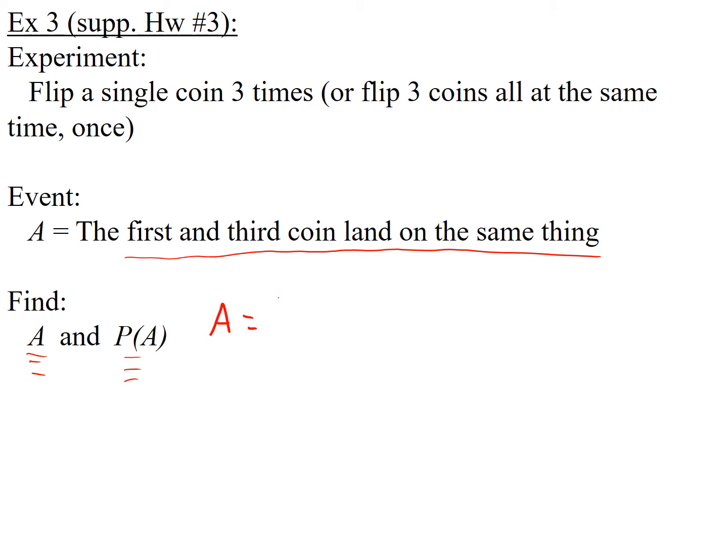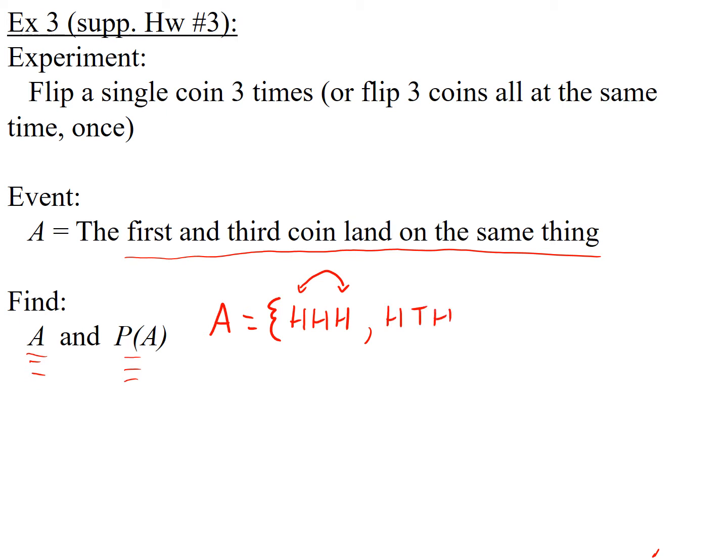Since it's a list, you're going to put curly brackets, and then you have to list all the outcomes where the first and third flip are the same thing. So here's an example: heads, heads, heads. That's definitely an outcome of this experiment. And look, the first and third coin land on the same thing. Are there any other outcomes where the first and third coin land on the same thing? Well, we can try heads, tails, heads.